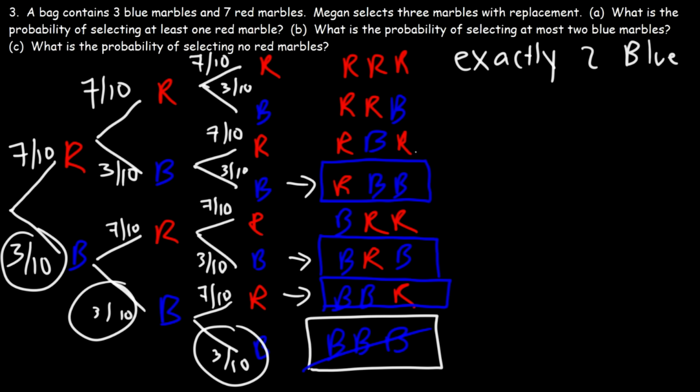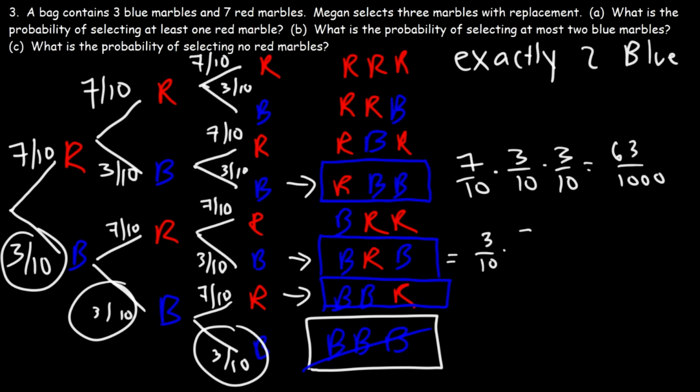So the probability of getting a red, and then a blue, and then a blue is going to be 7 over 10 times 3 over 10 times 3 over 10. So 3 times 3 is 9, 9 times 7 is 63. So that's 63 over 1,000. Now for this one, it's going to be the same, because the probability of getting a blue is 3 over 10, for a red is 7 over 10, and then 3 over 10 for another blue. So that's still going to be 63 over 1,000.